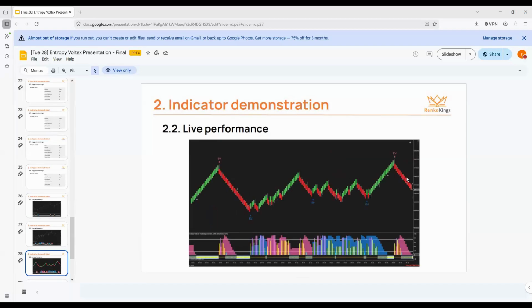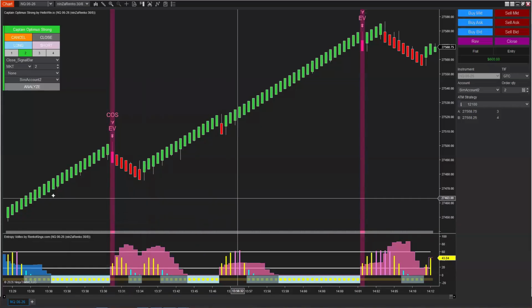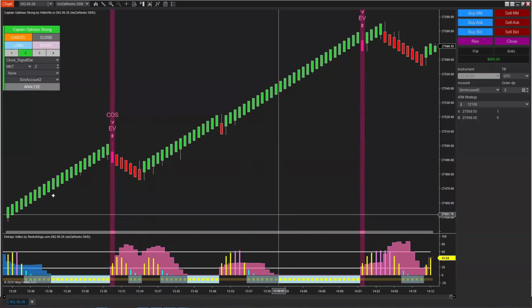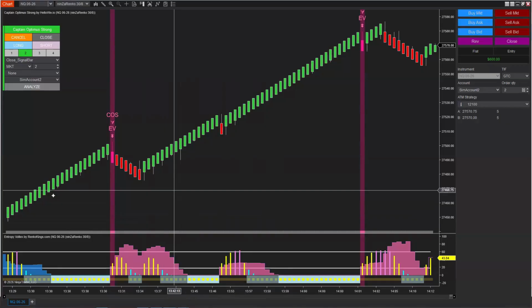Ninja Renko. Right, let's take a look at the Ninja Renko. Let's see if I can find it. Ah, I found it. Okay, so this is the Ninja Renko bar. This is a 38 brick size, I believe. I think that's right.